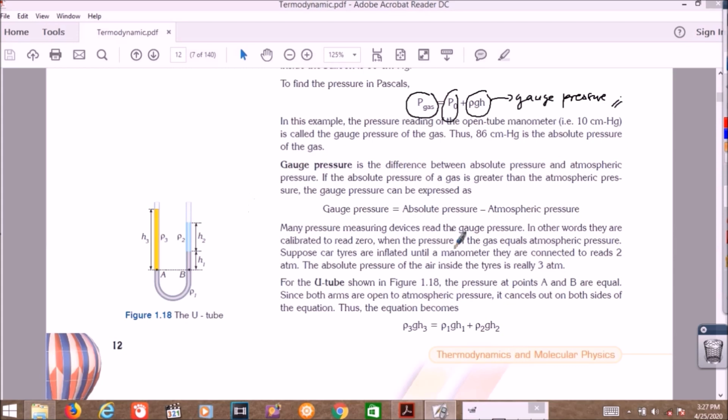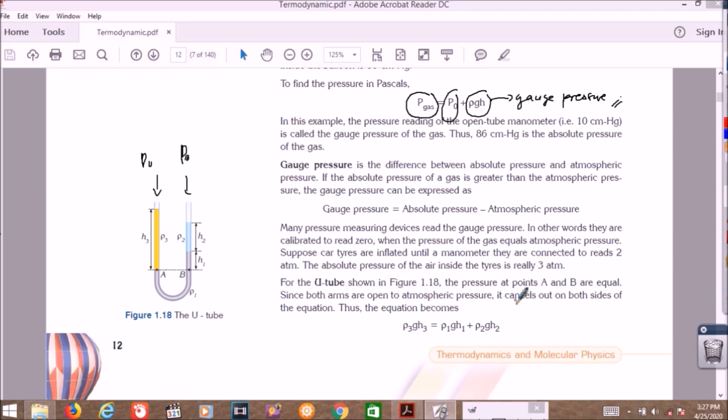For the U-tube shown in figure 1.18, the pressure at points A and B are equal. Since both arms are open to atmospheric pressure, it cancels out of both sides of the equation, thus the equation becomes like this. There is P0 here and P0 here, and we can cancel both of them because they are on the left and right sides. Okay, and then PA and PB.